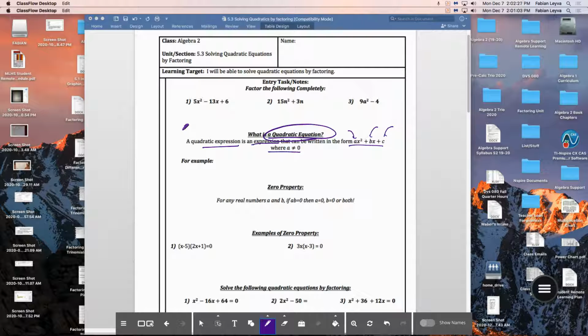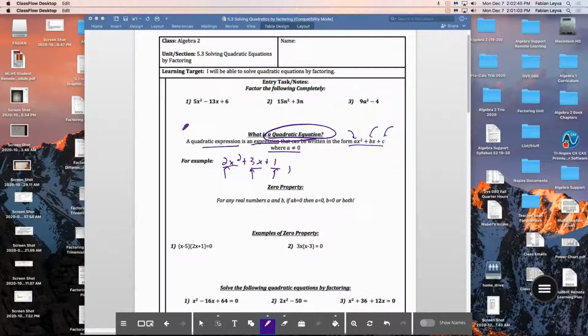So we could have something like this, 2x squared plus 3x plus 1. That is a quadratic expression because, again, it can be written in the form ax squared plus bx plus c. Your a in this situation is 2, your b is 3, and your c is 1. So that's pretty much just what a quadratic is.